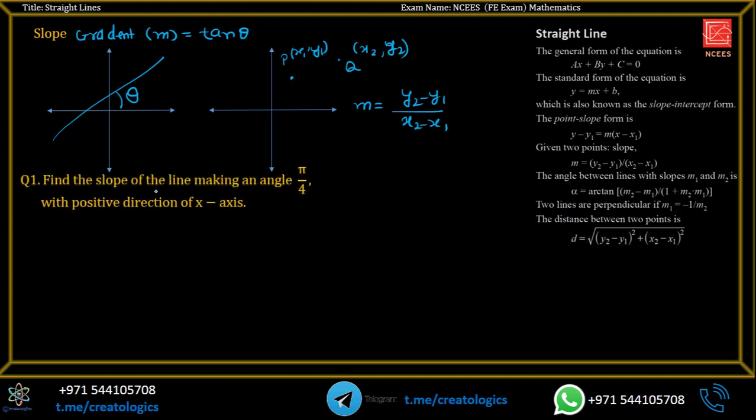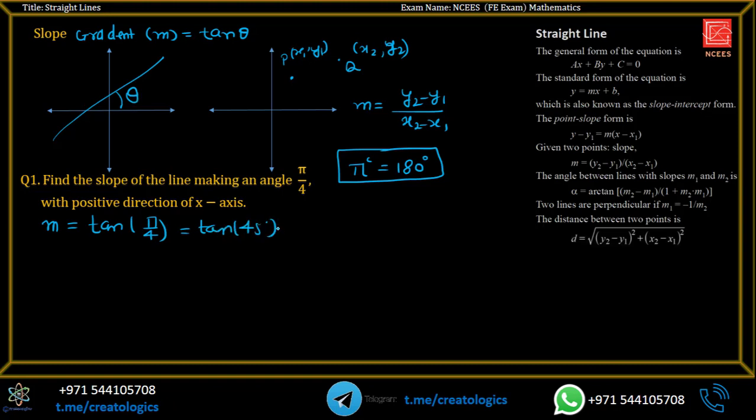First problem is find the slope of the line making the angle pi by 4 with the positive direction of x-axis. So it clearly says pi by 4 is the angle. What will be the slope? m is equal to tan pi by 4. Pi radian is 180 degrees. So we have m is equal to tan pi by 4, which also means tan 45 degrees. You can just simplify in any of those. Select your calculator accordingly. It will give you the answer as 1.